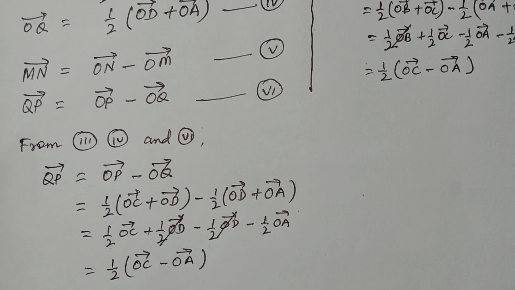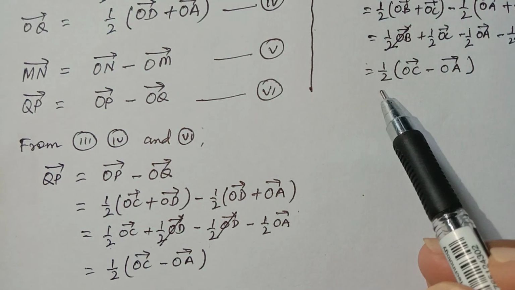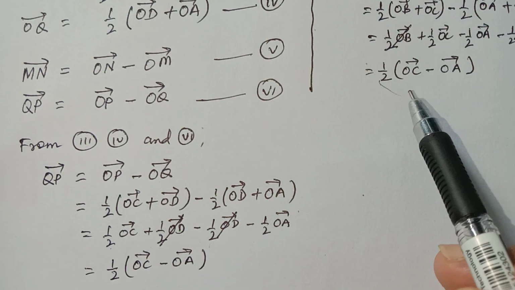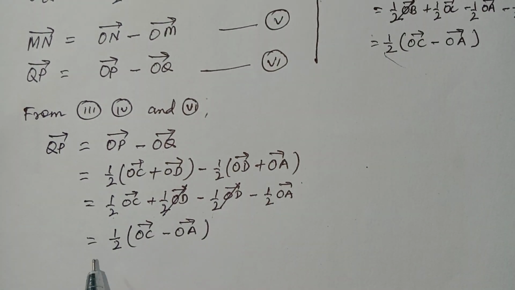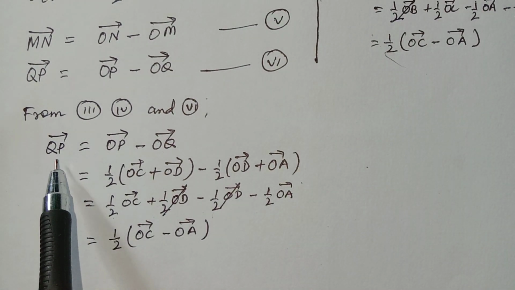So from here we see that half of OC minus OA is the MN vector, and half of OC minus OA is also the QP vector.